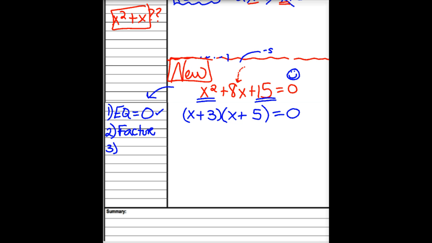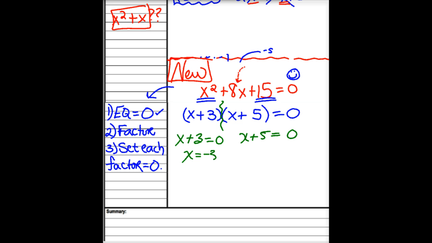So now I use that zero product property, which says I set each factor equal to 0, and I solve. So if these two pieces multiply to equal 0, what I know is either x plus 3 is equal to 0 or x plus 5 is equal to 0. And this kind you can do in your head because it's a strict opposites, but x would equal negative 3 because negative 3 plus 3 is 0, or x could equal negative 5.